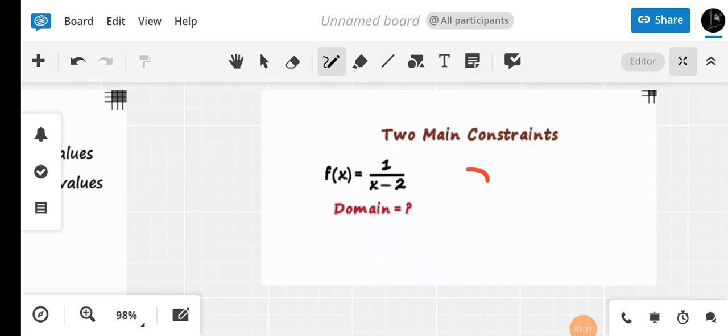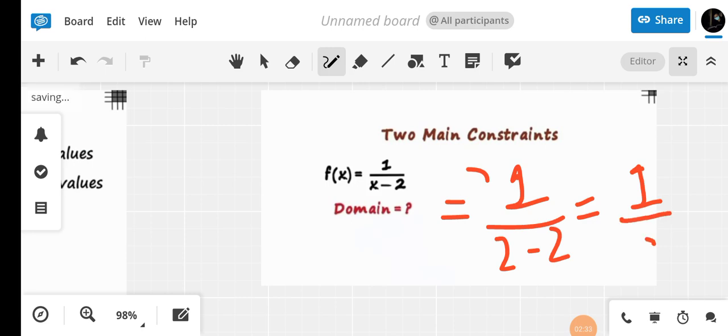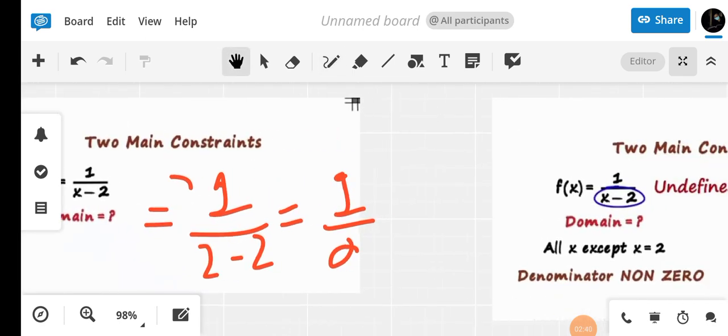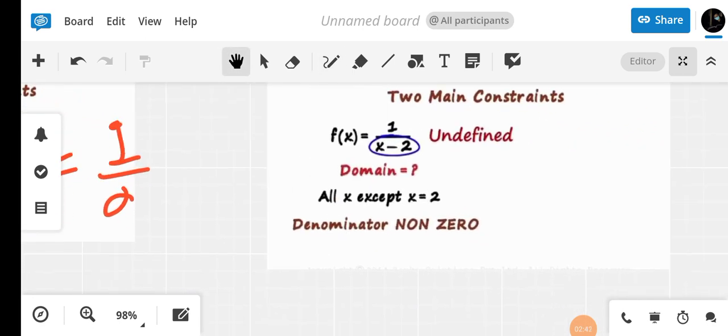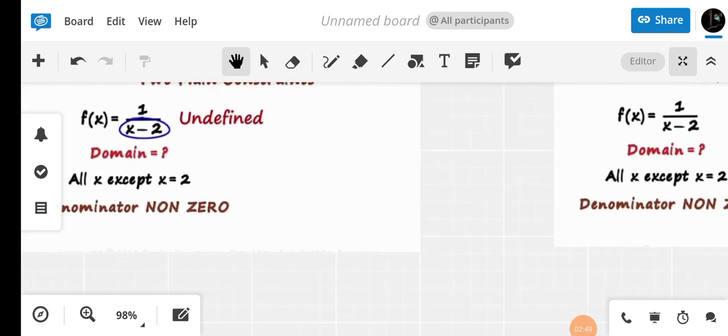Then what would be the domain? We can put any value here in place of x, but not 2. If we put 2 here, then it becomes 1 upon 0, which is undefined. So the function becomes undefined. So in the domain, we write all x except 2. Okay, so I hope it's clear.